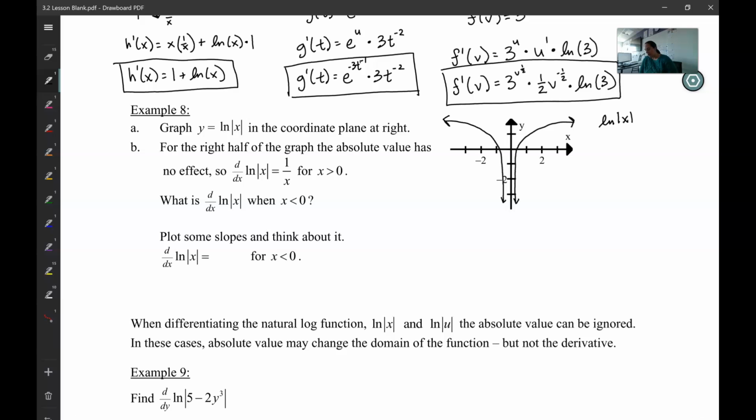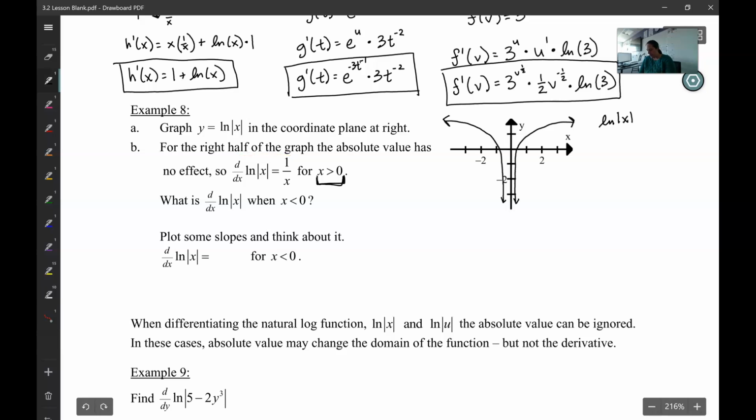Now, for the right half of the graph, the absolute value has no effect. And we know that. If you take the absolute value of a positive number, it doesn't do anything. So the right half of the graph is fine. So we know for x greater than 0, the right half, the derivative of ln of absolute value of x is going to be 1 over x. That's something we've already learned.